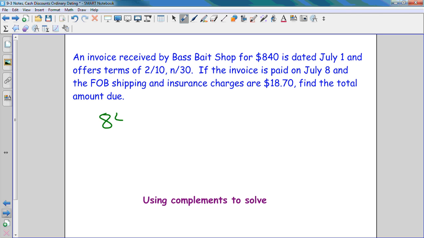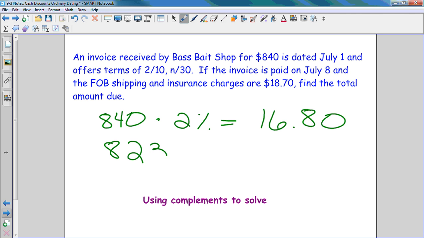So we take our $840, we multiply it by 2% because that's our discount. So what's the amount that I can subtract from my invoice total? 16, is it 16.70 or 16.80? So $16.80. Okay, now take away $16.80 from $840, and what is your invoice total? $823.20, right? Now what do I have to add to that? Not $16.80. I have to add the shipping. Okay, shipping of $18.70. So my invoice total is going to be what, $841.90? Did I do that right? Mm-hmm. Yep. $841.90.